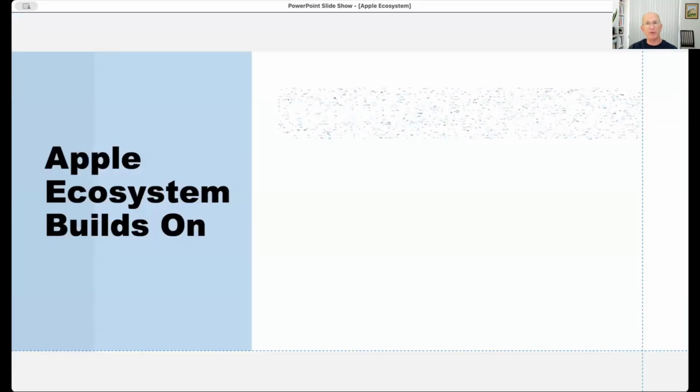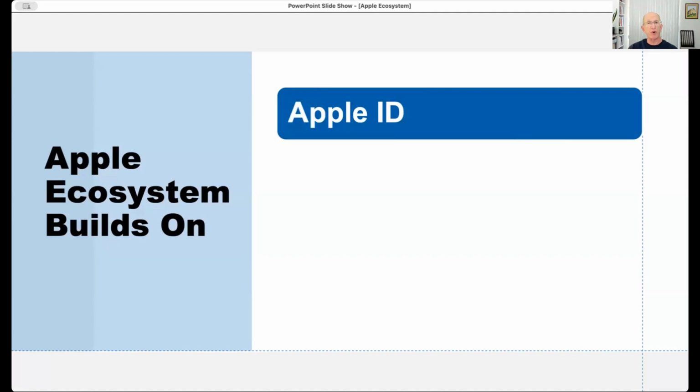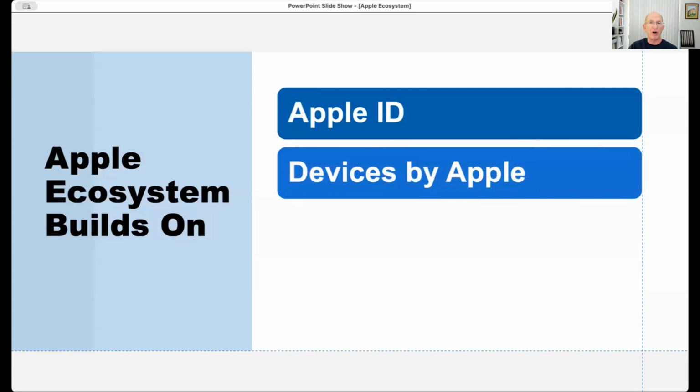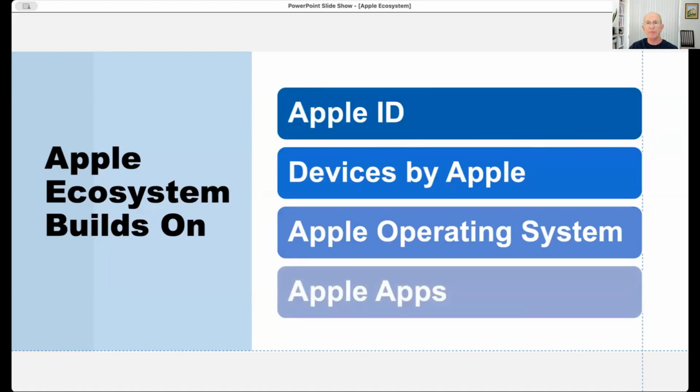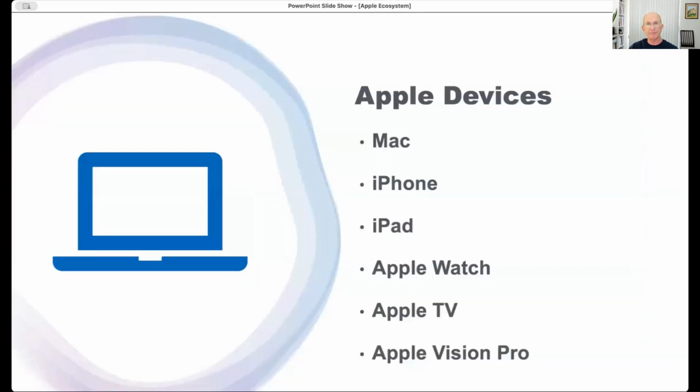So it builds upon a couple of things. Your Apple ID is very important to utilizing the Apple ecosystem. We'll talk about that. Your devices are all made by Apple. They are the manufacturer of the devices. They also make the Apple operating systems that go on those devices. So it's a very tight integration of hardware and software. And they also provide a lot of apps as part of their operating system that are included when you purchase an Apple device. And their devices include the Mac, the iPhone, the iPad, the Apple Watch, the Apple TV, and now the Apple Vision Pro.